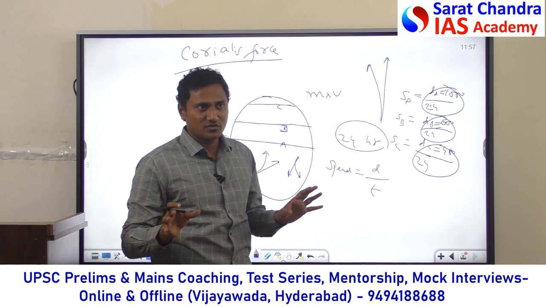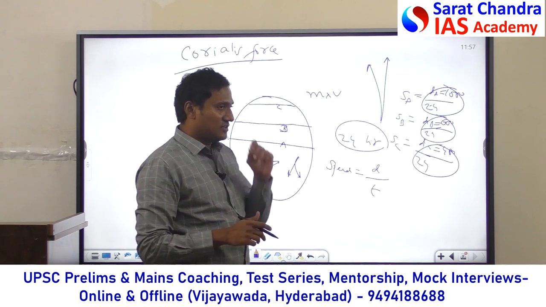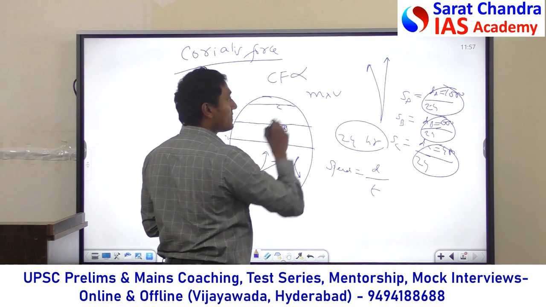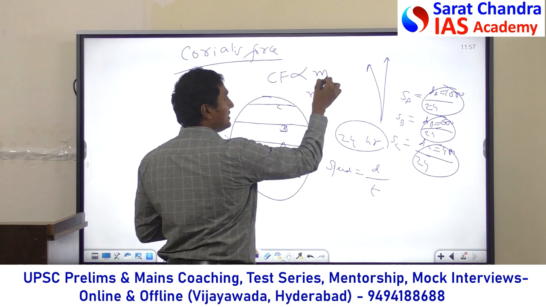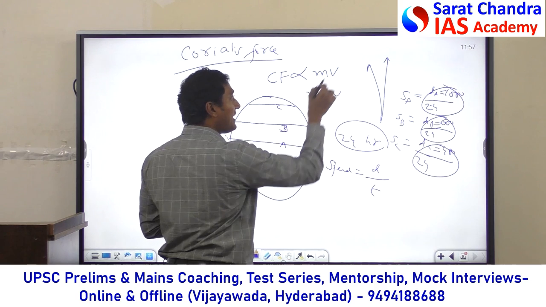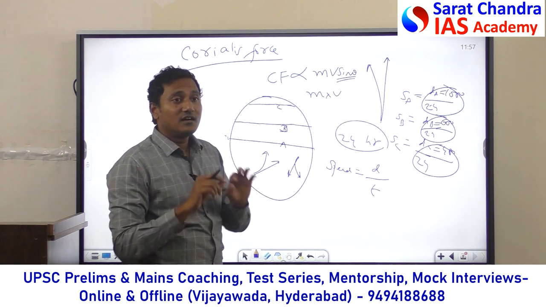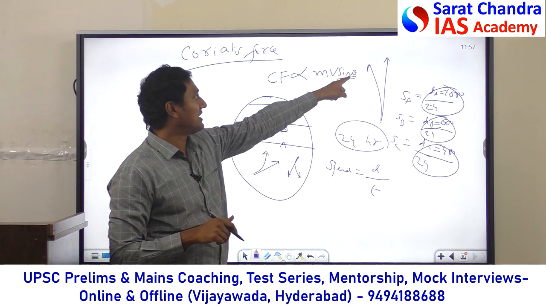Okay? Now, in the northern hemisphere, it is towards the right hand side. Similarly. Okay, now I think all of you understood what is Coriolis force, no? Is it clear? Actually, friends, Coriolis force is proportional to the mass of the object, the speed of the object, and the sine of theta. Which angle? Theta is the latitude angle.